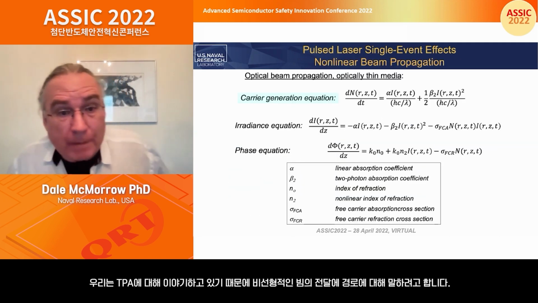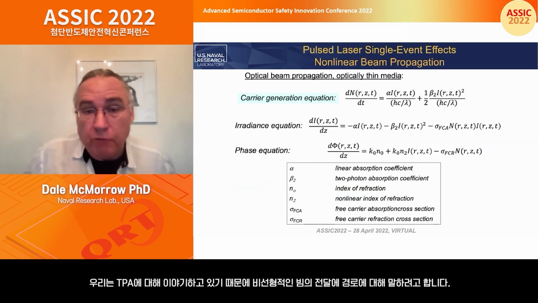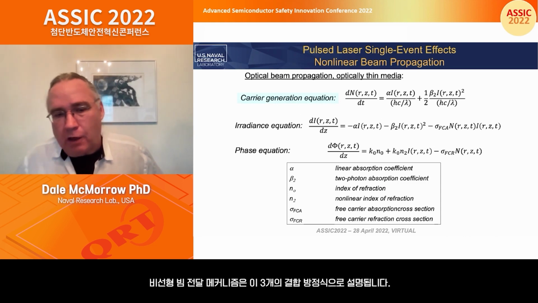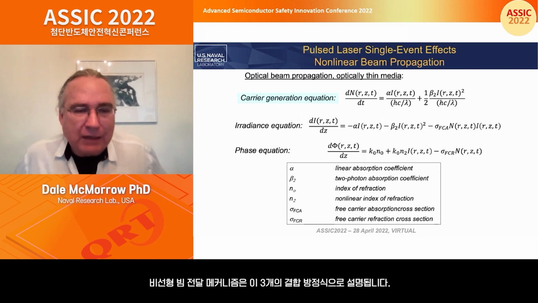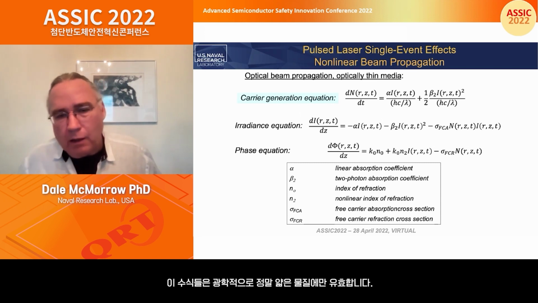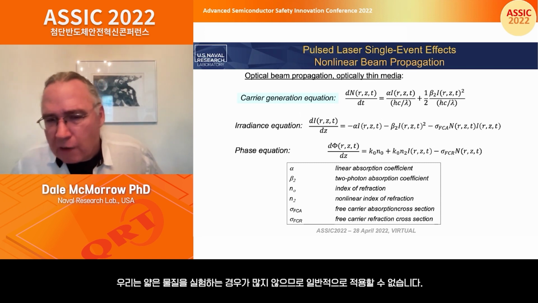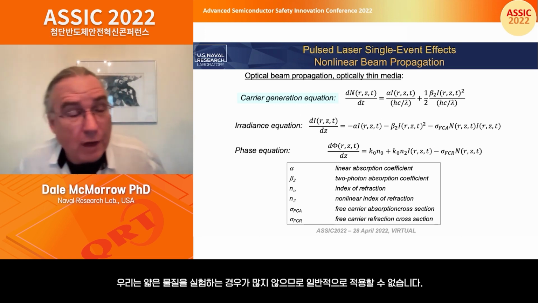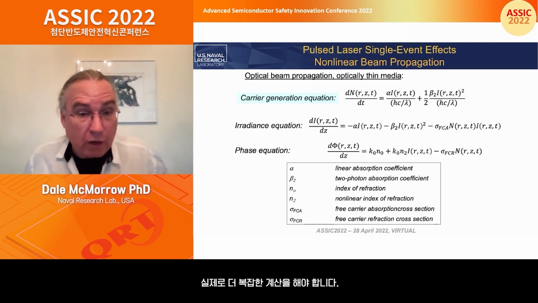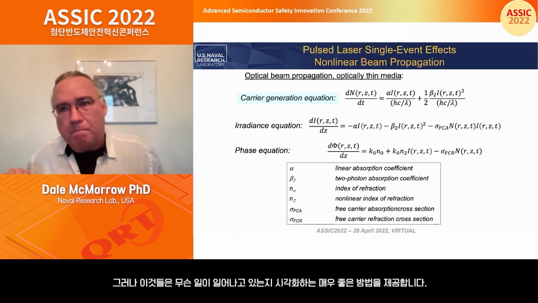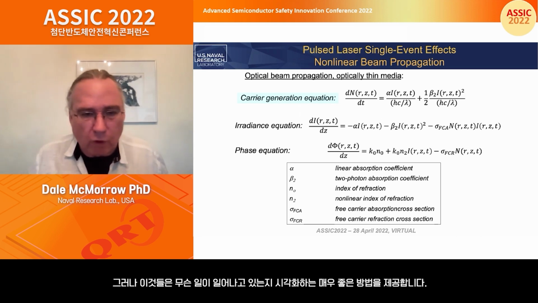Since we're talking about two-photon absorption, we have to deal with nonlinear beam propagation. Nonlinear beam propagation is basically described by these three coupled equations. Now, these are really only valid in optically thin media. We don't very often work with optically thin media, so these generally don't apply. You have to do a more complex calculation. But these provide a very good way of visualizing what's going on.